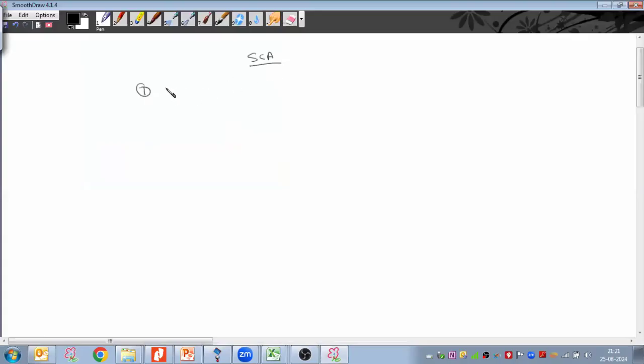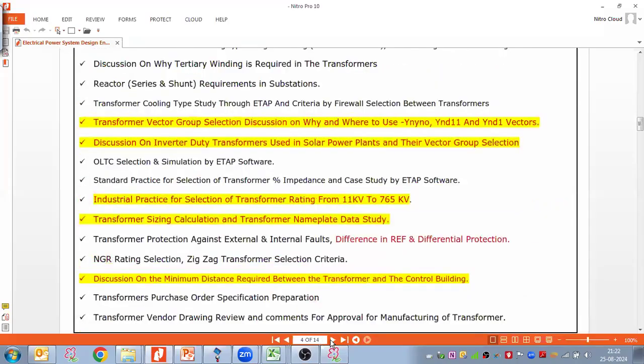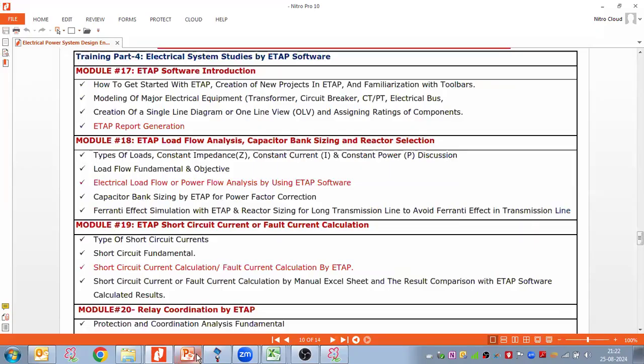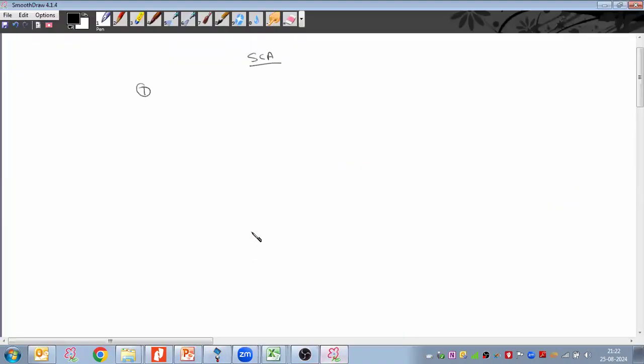So short circuit analysis, module number, which module? This topic we are discussing all under module number 9. Yeah.